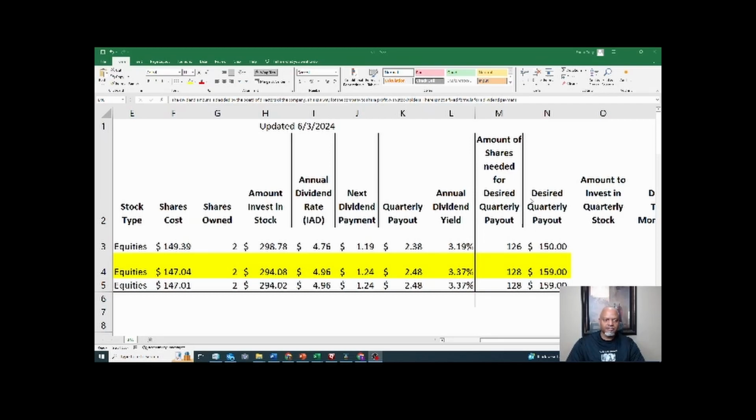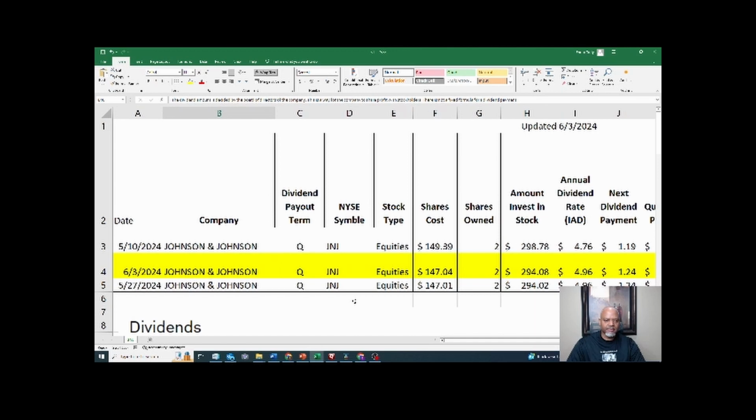Okay, so here we are. As you can see, updated 6/3. Let me scroll over to the side here. So again, the original date that we purchased the stock was 5/10. And again, it was Johnson & Johnson. The ticker symbol that you would put in to look up the stock is JNJ. It's an equity stock. We bought it at $149.39, and we bought 2 shares. And the amount of investment, $298.78.